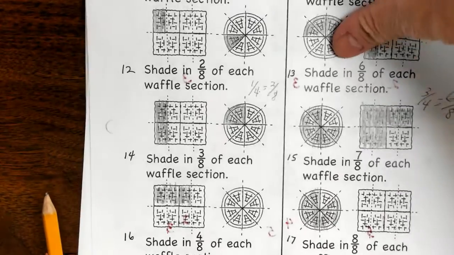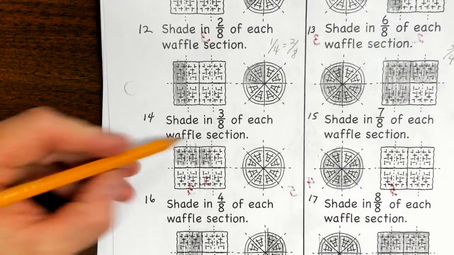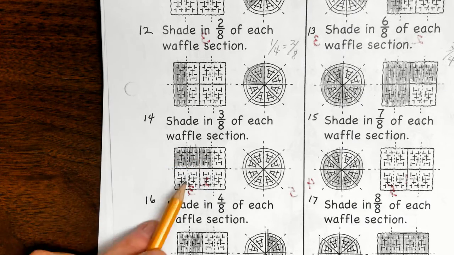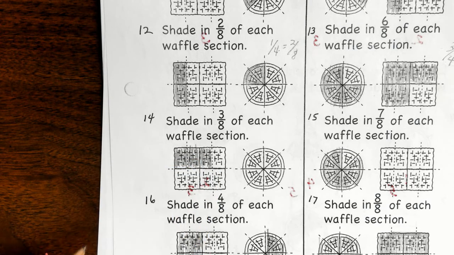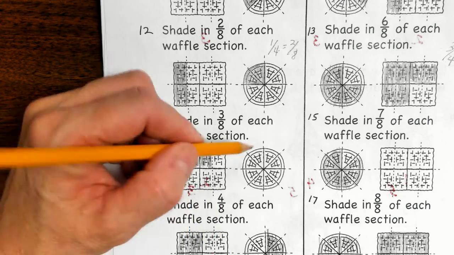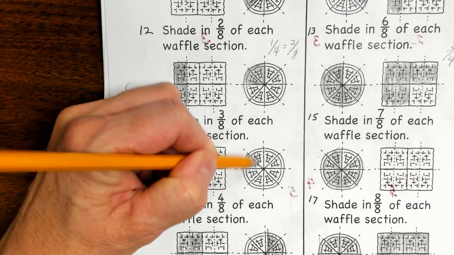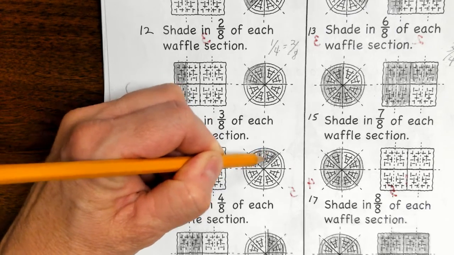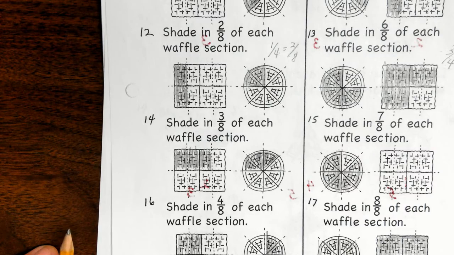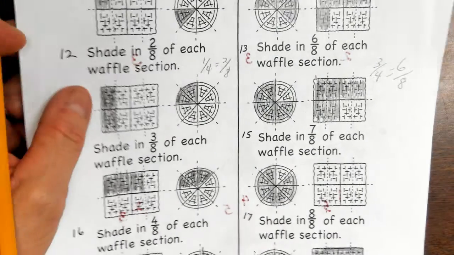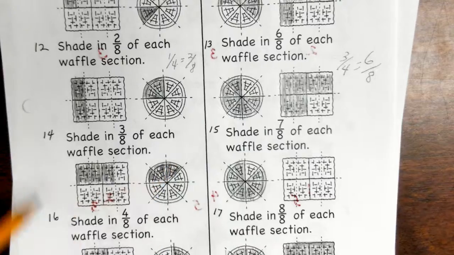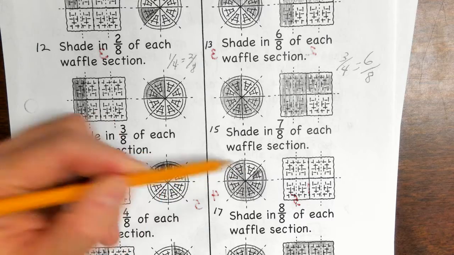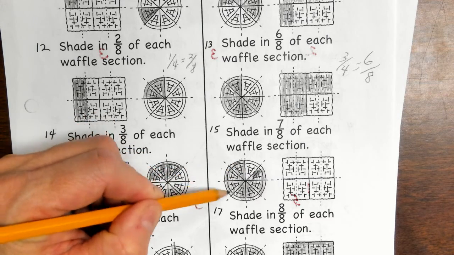Okay, 14 says shade 3/8. We have 3/8 shaded, 3 of 8, so it's a little bit less than half, because half we can visually see here. So if we're going to shade 3/8 of this, it's a little less than half. What about number 15? 7/8. Well, if the waffle is being divided into 8 sections, that only leaves one section that is not shaded.